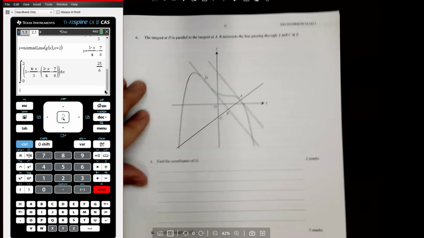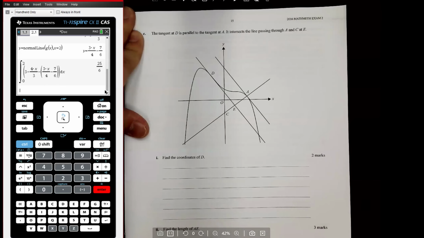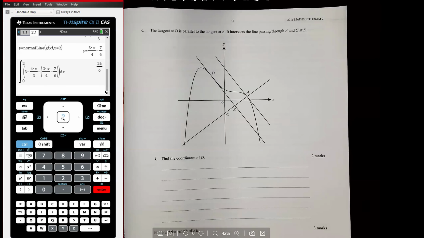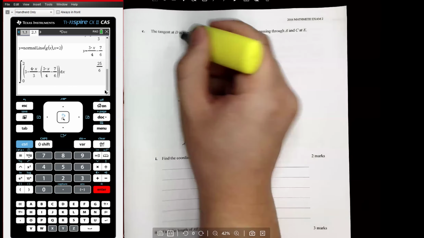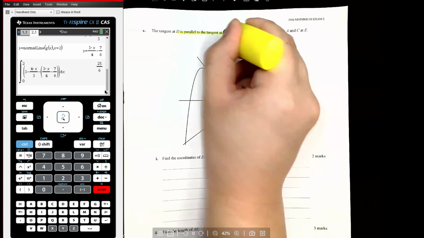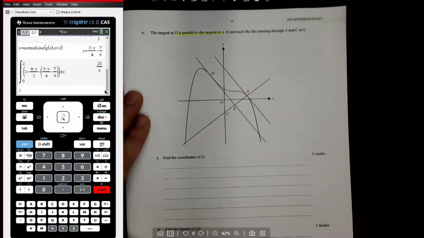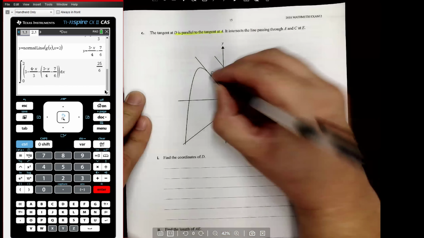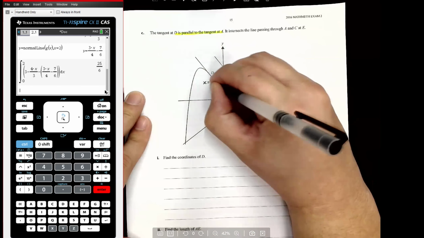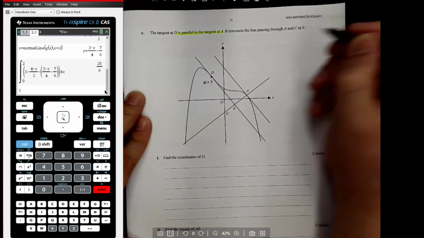Let's move on. The tangent at D is parallel to the tangent at A. It intersects the line passing through AC at E. You need to grab the key phrase. When I have a parallel tangent, then I'm trying to equate the gradients. So in order to find point D, this is an x value that produces the same gradient.